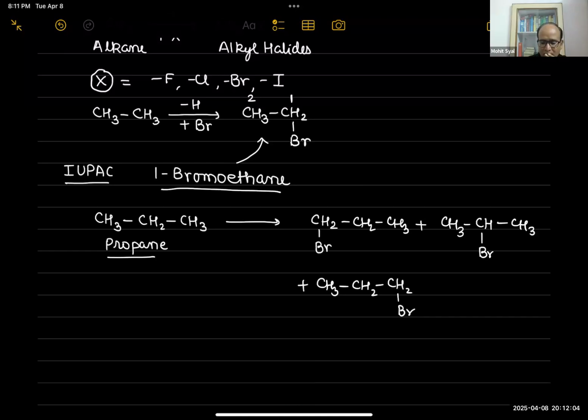So what is the name of this first molecule? First molecule, I will do the numbering from the side which gives the lowest number to the carbon atom on which the group is attached. Okay, I will do the numbering, Zainab, from this side. So Zainab, tell me what is the IUPAC name of this? Just try it a little bit. 1 bromo. 1 bromo propane. Very good. These 3 carbons make it propane.